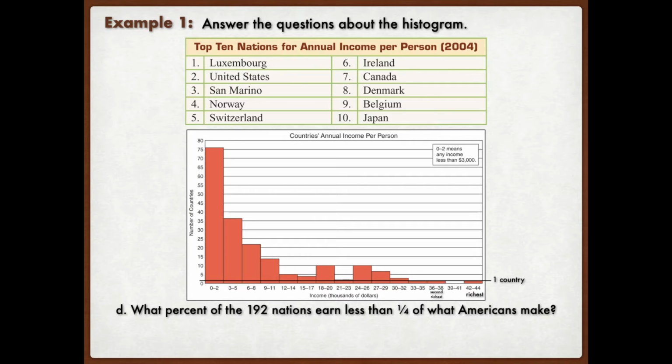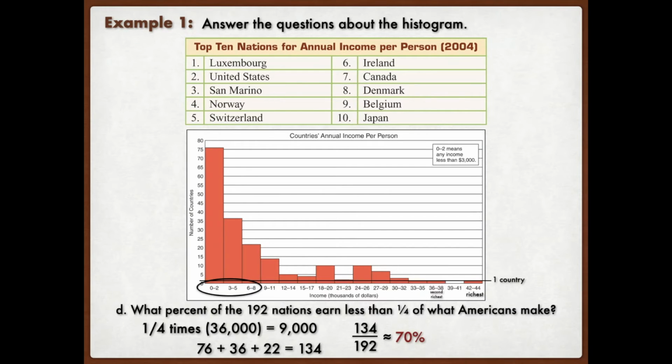So we're going to look at this. Americans will be at the 36 to 38, and we want to think of what is 1/4 of the 36 to 38. Now 1/4, we have to remember, is 0.25. So I multiply 0.25 times 36. That's going to give me 9,000. Okay, that will probably be around the 6 to 8 section. So anything less than that, okay, it says any nations that earn less than 9,000. So that's going to be 0 to 2, 3 to 5, and 6 to 8.